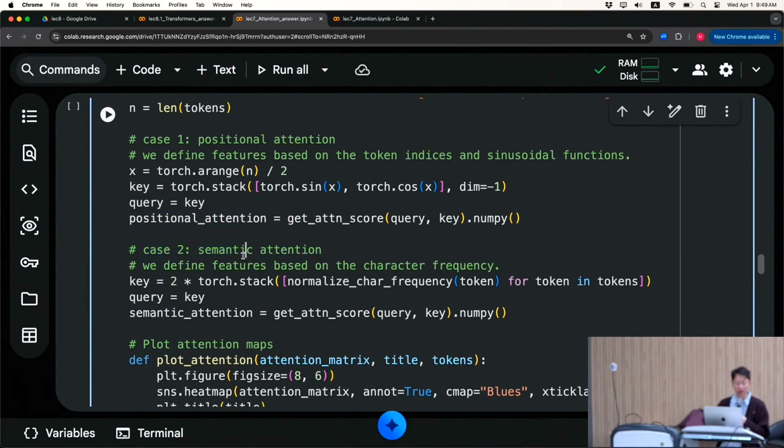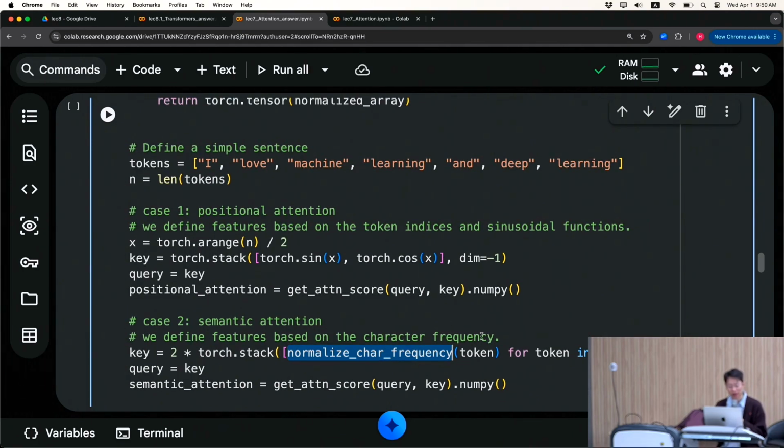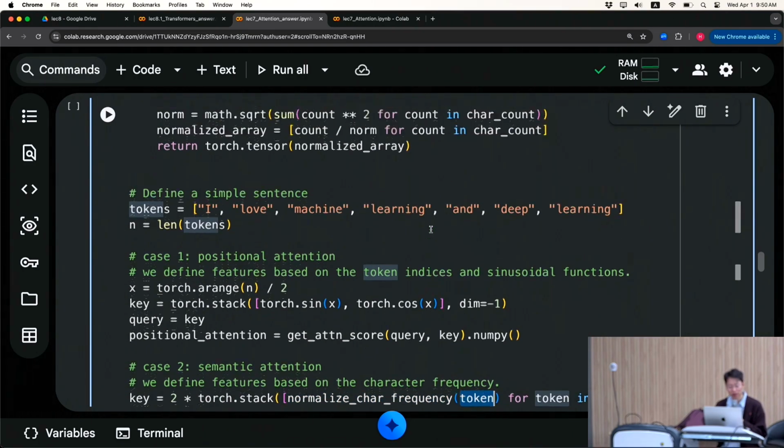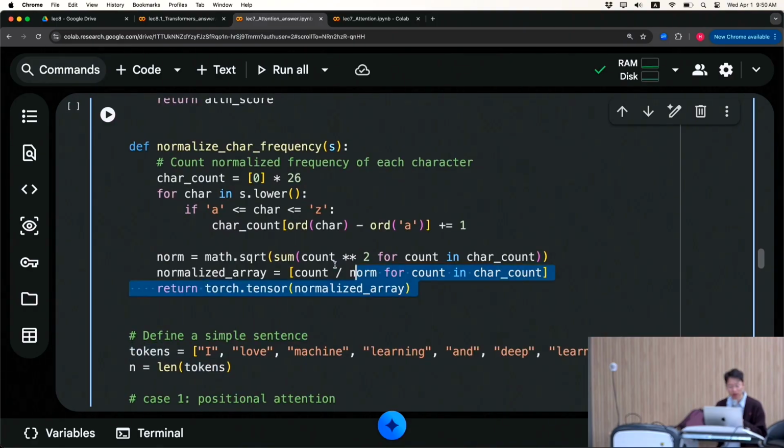Second thing is we're going to try to capture similarity between tokens. How are we going to do that? We're going to convert each token to a histogram of all characters. So we're going to count the histogram starting from A, B, C, all the way to Z.